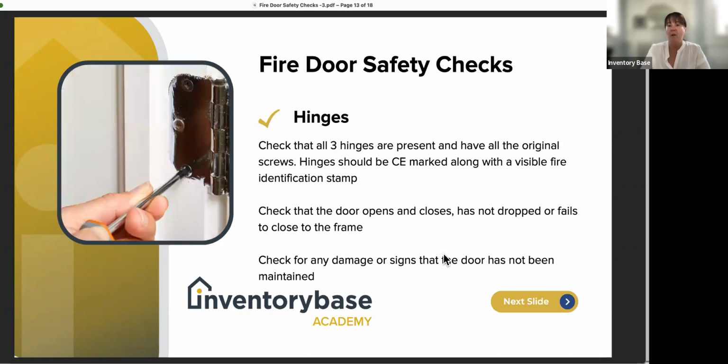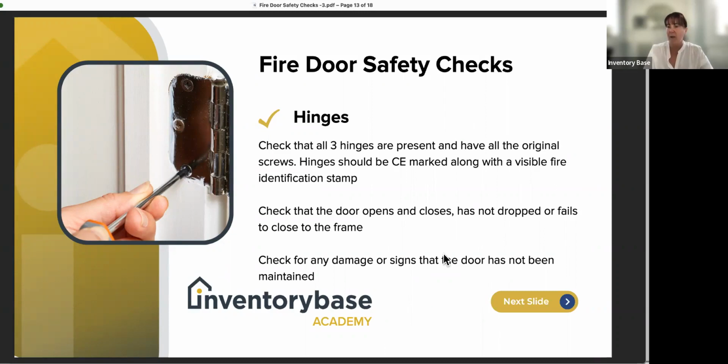Hinges. So check that all hinges are present and have the original screws. Now, the reason they should have the original screws is the screws are actually manufactured with these doors to make sure that they are fire resistant. So if they are changed and they're not of the same quality, they're not of the same resistance, then that could cause a problem. And they should be marked with a CE mark along with a visible fire identification stamp.